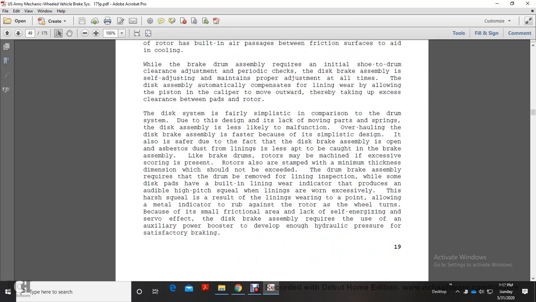The disc system is fairly simple in comparison to the drum system, and due to the design and the lack of moving parts and springs, the disc assembly is less likely to malfunction. Overhauling the disc brake assembly is faster because of the simple design. It is also safer, since the disc brake assembly is open and asbestos dust from the linings is less apt to be caught in the brake assembly. Like brake drums, rotors can be machined if excessive scoring is present. The rotors are stamped with a minimum thickness dimension which should not be exceeded.